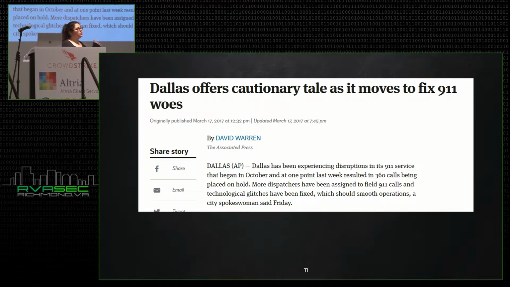Dallas had the same situation, but this time it was a T-Mobile issue. They just kept randomly dialing 911 over and over, and there's no way to stop it unless T-Mobile fixes it.